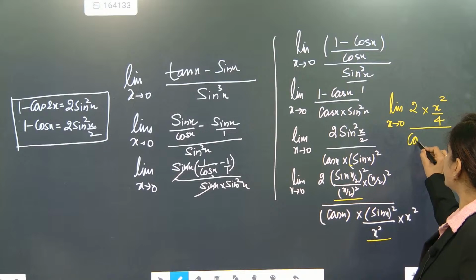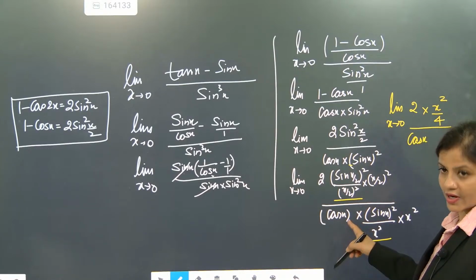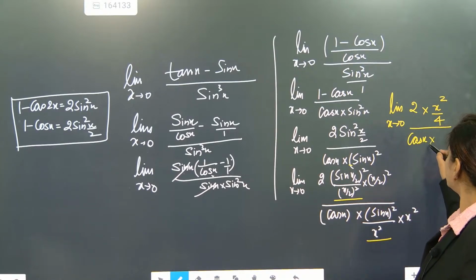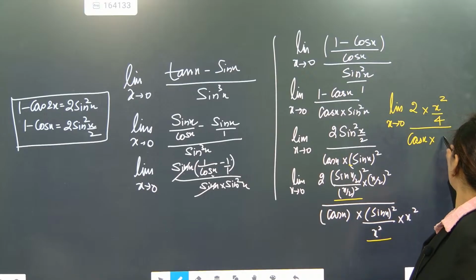Here cos x I kept because cos of 0 is 1. And here this part is coming as 1, Nishi. And here it is x square.